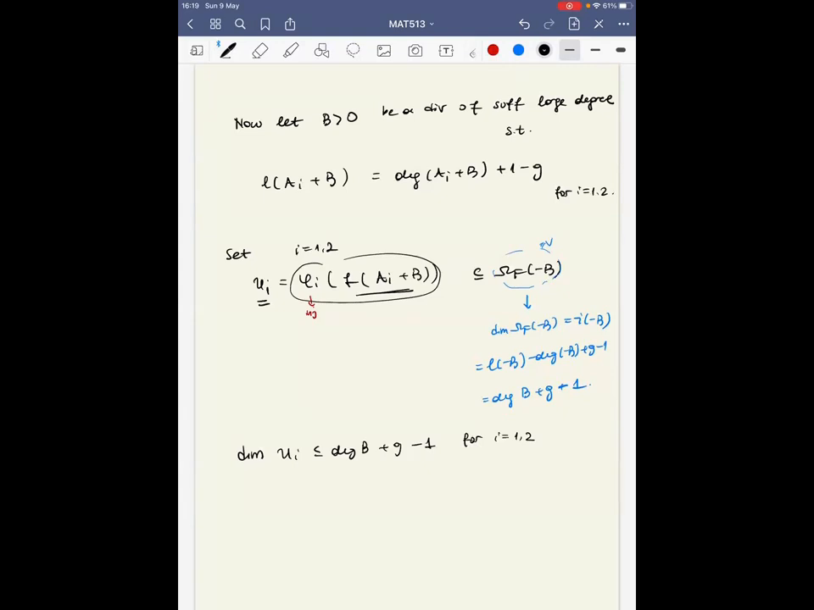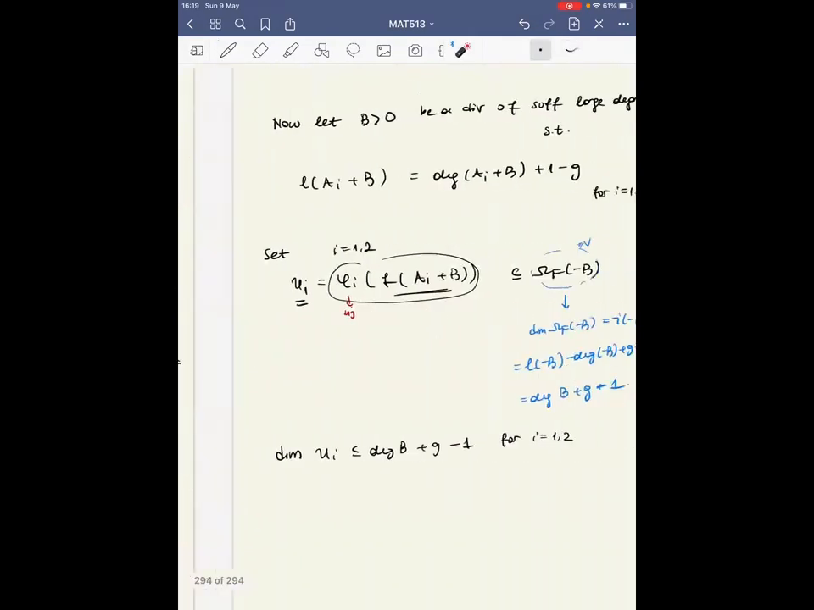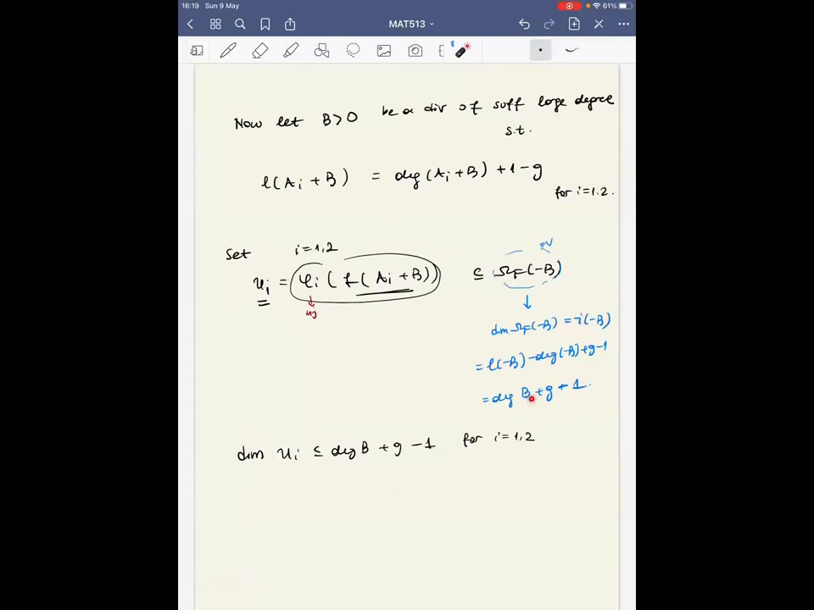And now if we apply our observation from linear algebra with respect to this notation, we can see that the dimension of U1 plus the dimension of U2 minus the dimension of the ambient space where they live, in this case the space of Weyl differentials of the divisor minus B, is less than or equal to the dimension of this intersection.